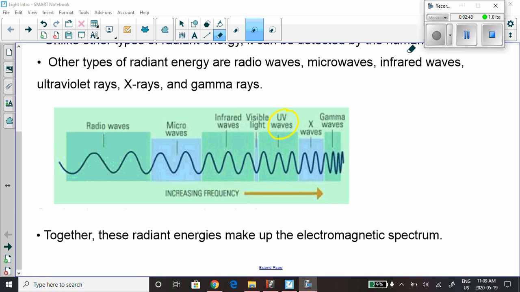Now all of these together, from radio waves all the way through, they make up what's called the electromagnetic spectrum, and that's going to be a big part of what we're studying today.